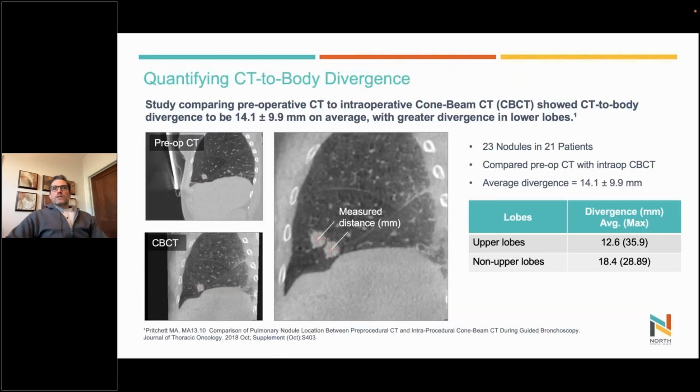And this has been shown and quantified in studies comparing a preoperative CT and an intraoperative cone beam CT, which showed that, on average, a lung nodule moves 15 millimeters from the pre-op CT to intraoperative, post-anesthesia with atelectasis and everything. When you're talking about a 15 millimeter lung nodule, that's the entire nodule not even being in the place that your target is being marked on your screen.